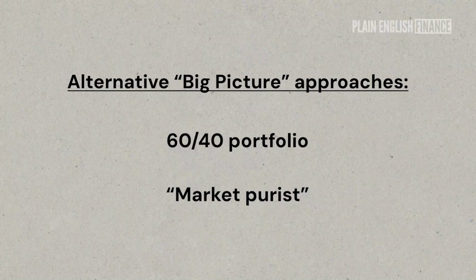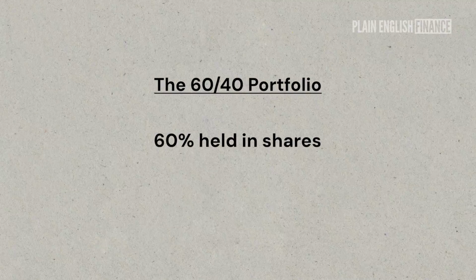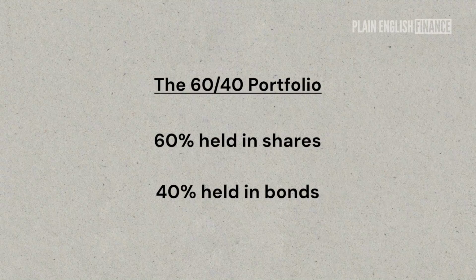So today, let's look at each of these in turn, given how helpful I think it is to understand them both. This whole idea of 100 minus your age is arguably a more advanced and nuanced version of something called the 60-40 portfolio, which has been around since the 1950s. 60-40 refers to a portfolio holding 60% in shares and 40% in bonds. And by the way, we'll look at bonds in more detail in future videos. But for now, it's enough to just understand that a 60-40 portfolio is 60% shares and 40% bonds.